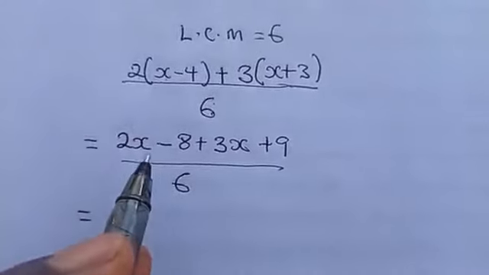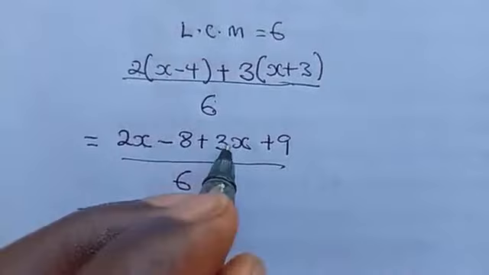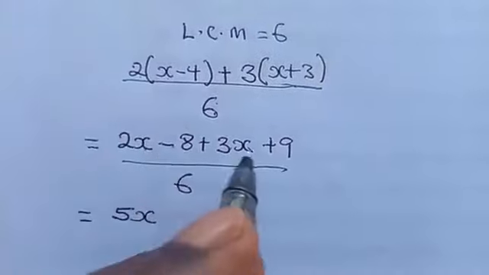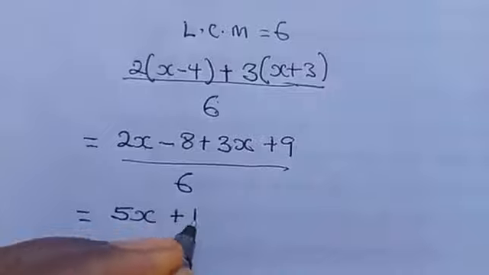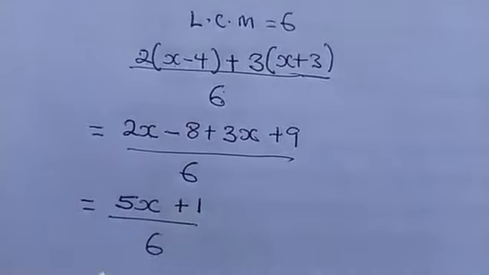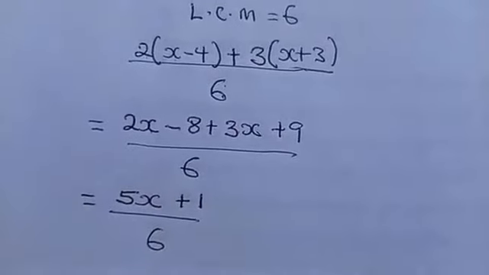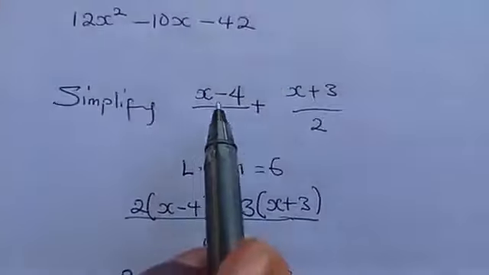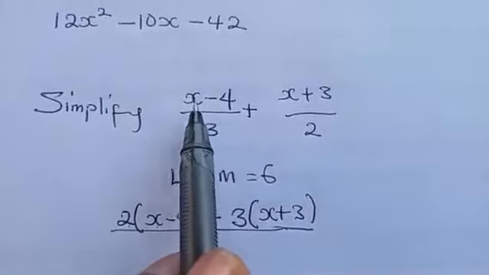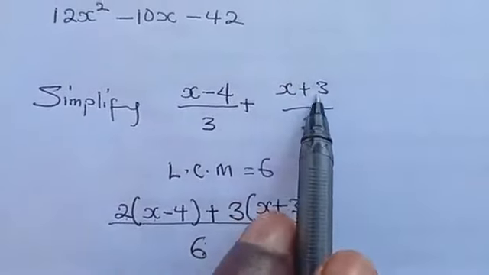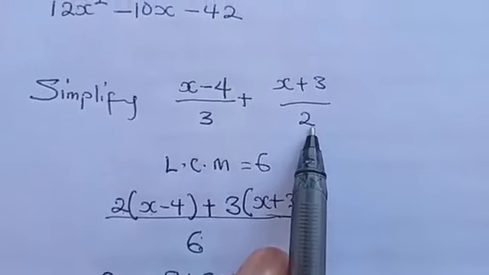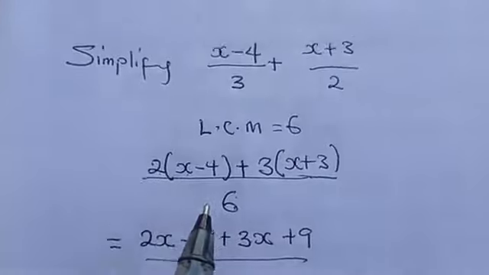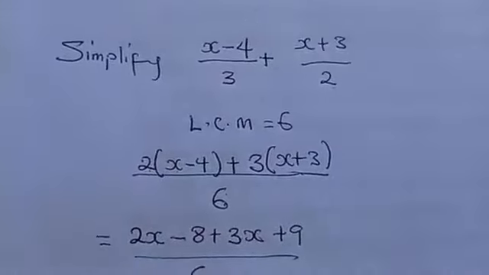From this, collecting like terms, we have 2x plus 3x, that gives us 5x. Then minus 8 plus 9, we have plus 1, divided by 6. So (5x + 1)/6 is the simplified version of this algebraic expression (x - 4)/3 + (x + 3)/2. The second question we addressed here is an algebraic fraction.